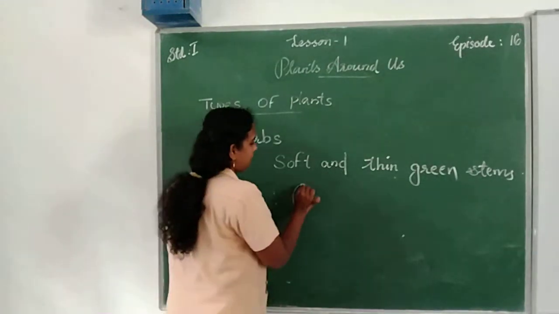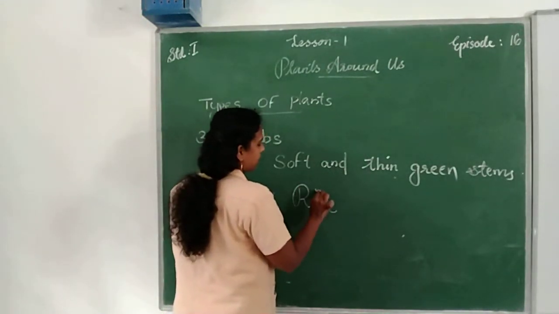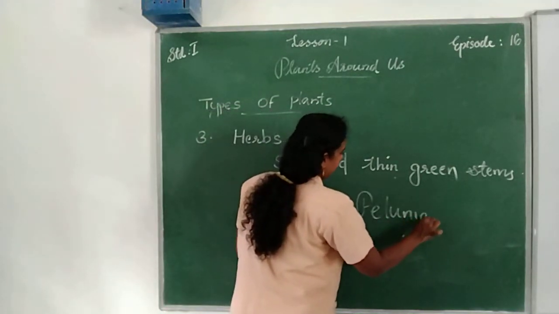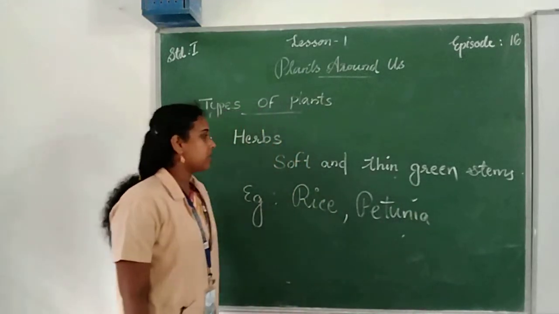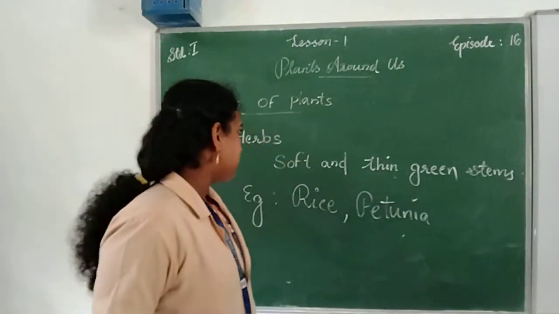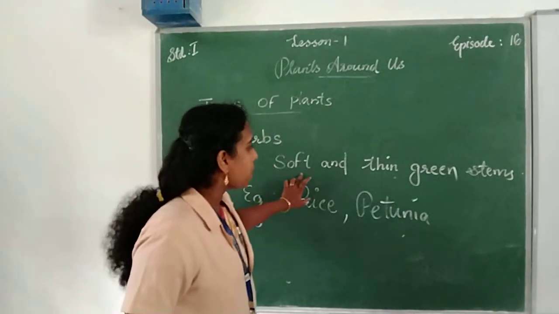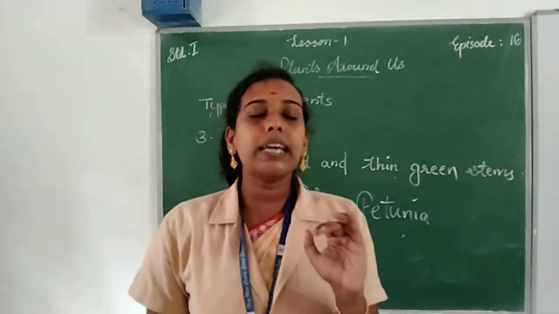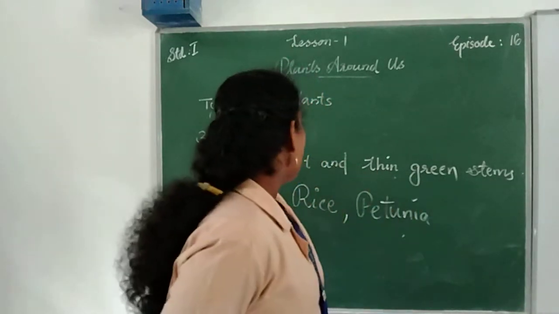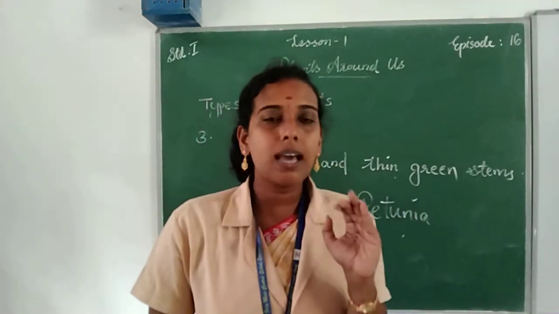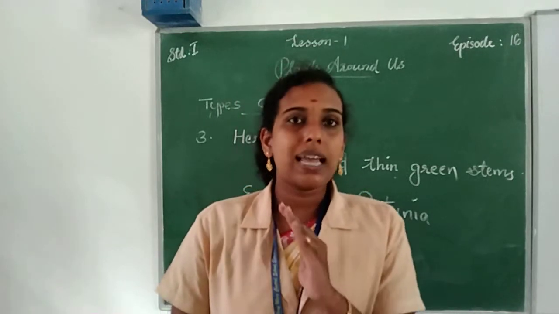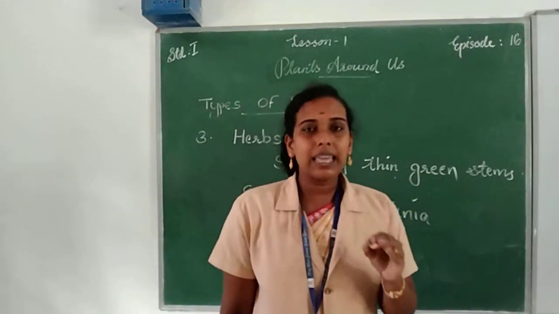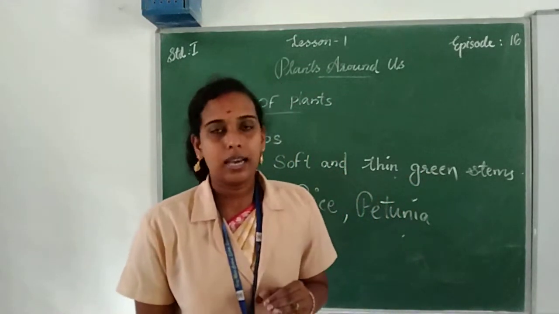Okay. So rice, R-I-C-E, rice, and petunia, P-E-T-U-N-I-A. Rice and petunia are examples of herbs. Herbs are plants with soft and thin green stems. The plants that are soft and have thin green stems are called herbs. Examples of herbs are rice and petunia.